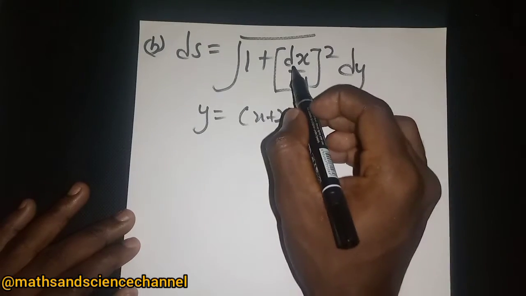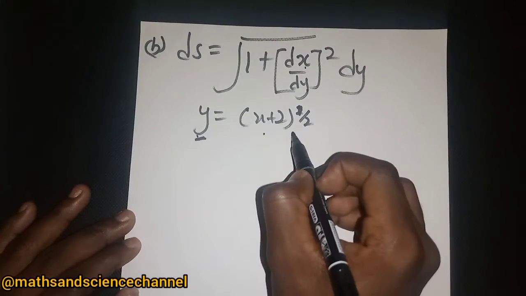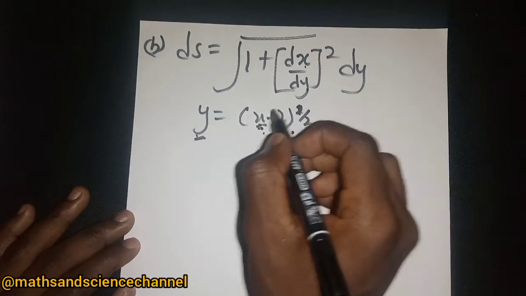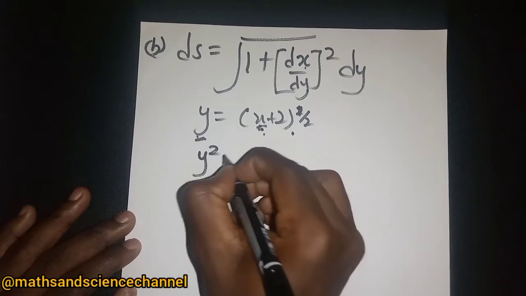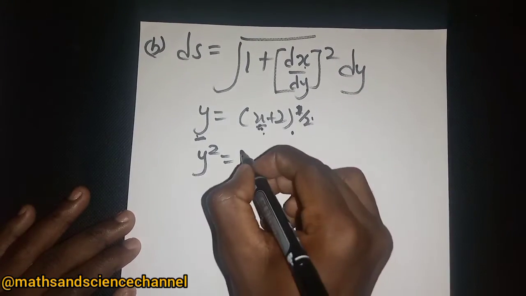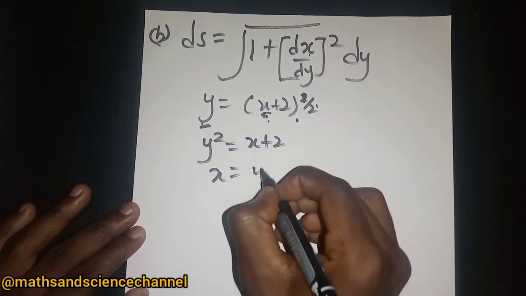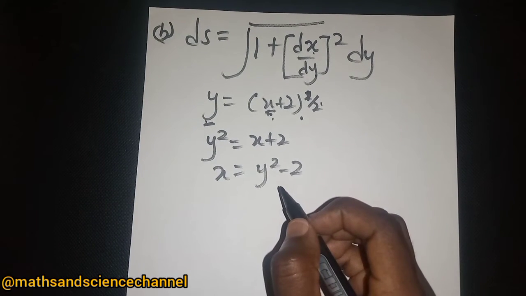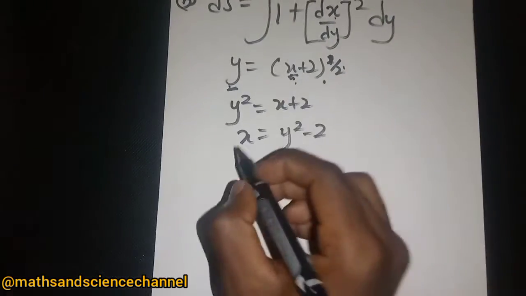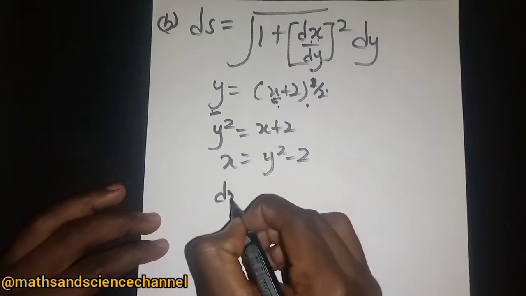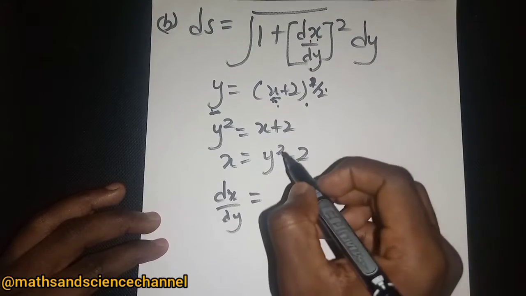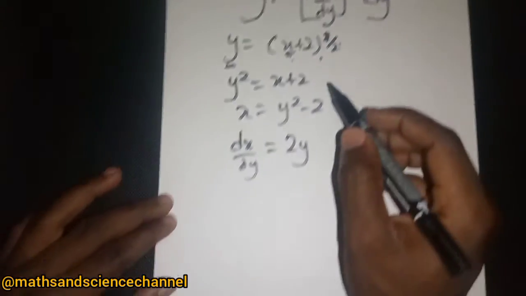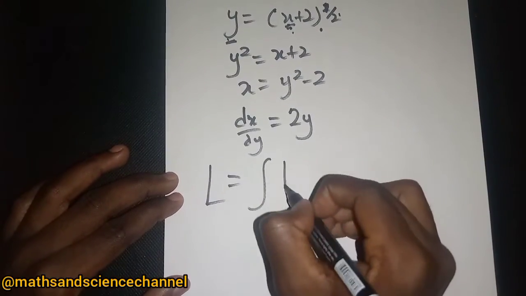So now we have to find dx over dy, but the formula given over here is y equal to that. So what we're going to do is to make x the subject here. So making x the subject, we would square both sides. So squaring both sides, we have y squared, this half goes away, we have x plus 2, then x here will be equal to y squared minus 2. So this is what we have. Then if that is the case, we are going to find dx over dy. So dx over dy here will just be 2y, just 2y.